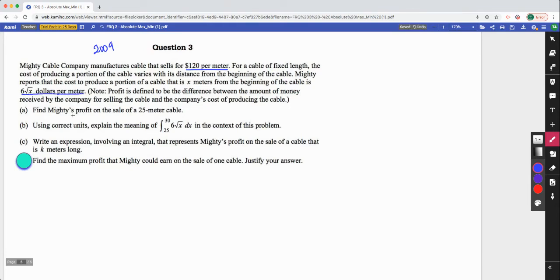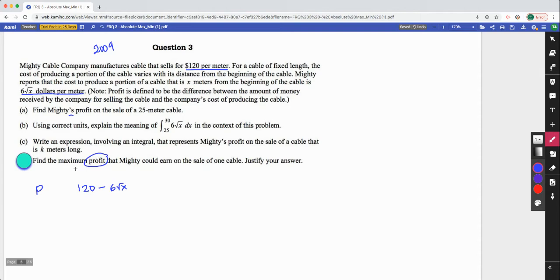the money that you spent to produce it, right? So when you're looking for your profit, you should understand that this is going to be 120 minus 6√x dollars per meter, which is your net rate here. If you're looking for the profit function, it should be the difference between the price and the cost, right?